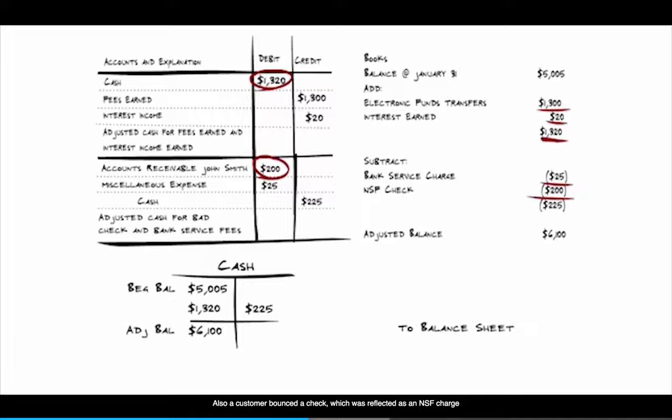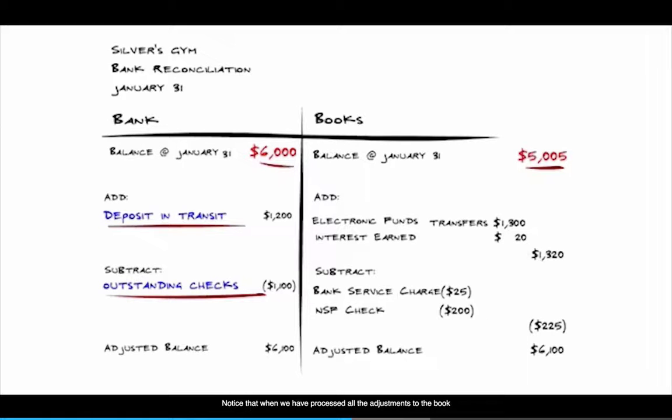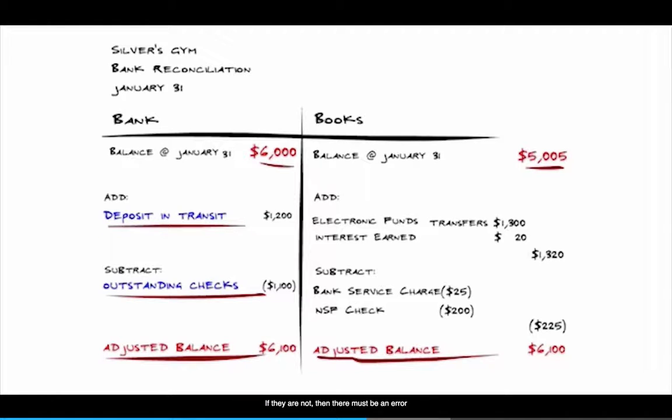Also, a customer bounced a check, which was reflected as an NSF charge on the bank statement, which reduced cash available on the bank's records. We must deduct the amount of the bank check from our cash book balance. Notice that when we have processed all the adjustments to the book and bank balances, the adjusted balances should be equal. If they are not, then there must be an error or additional timing differences that were overlooked.